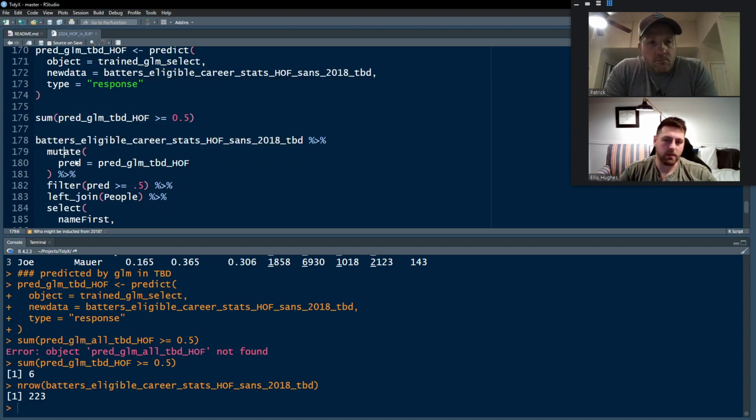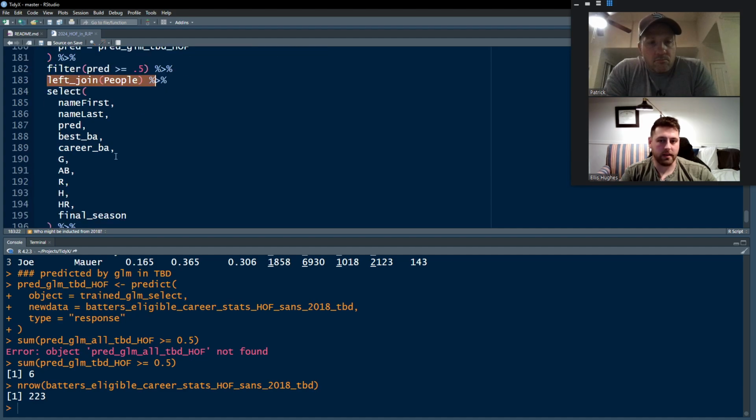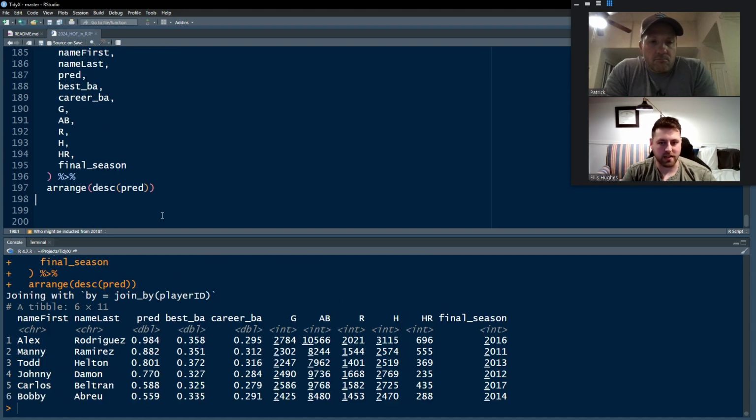Again, we're going to mutate and add in the predictions that we have for them. We're going to filter to keep all cases greater than 0.5. We're going to left join in people, select, and then select the first and last name, prediction, best batting average, career batting average, etc. And then arrange by descending prediction. So the highest prediction starts at the top and it goes down. And this is just for us to visualize it because there isn't much in that.